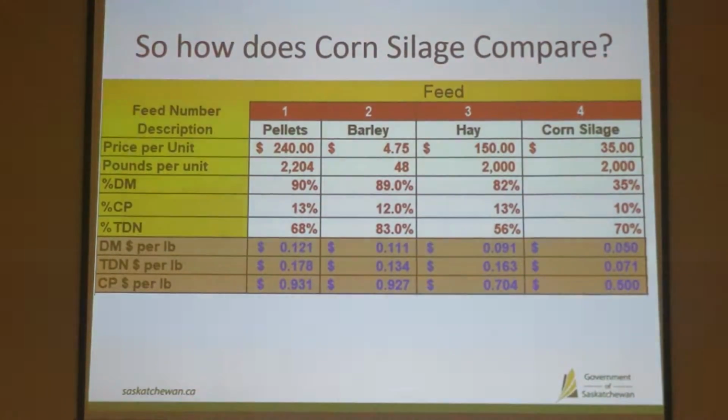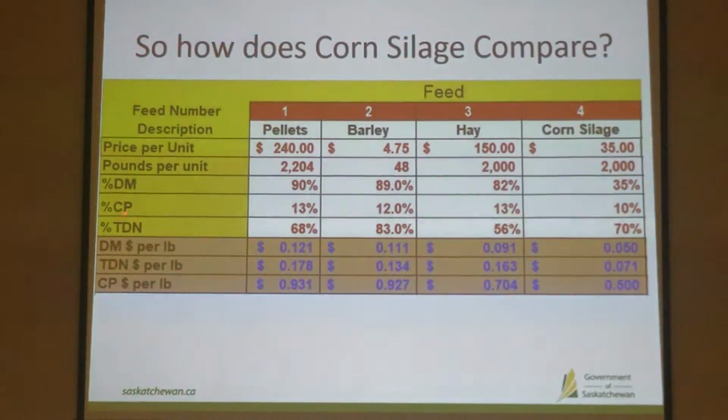Next, you put in your pounds per unit. Pellets we sell by the metric ton, so 2,204 pounds. Barley we know is 48 pounds a bushel. Hay typically sells as a short ton, 2,000 pounds, and same with corn silage at 2,000 pounds. You put in your dry matter, so our pellets 90%, barley about 89%. Hay's going to run about 82% dry matter, and of course our corn about 35% dry matter, a lot more moisture in that than other feeds.